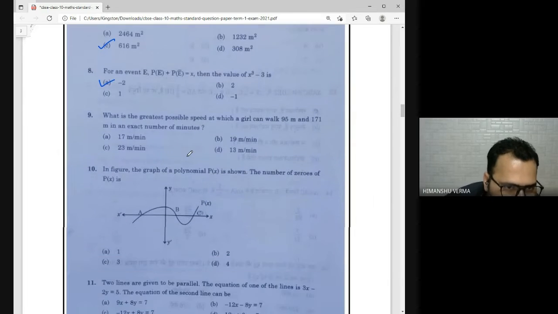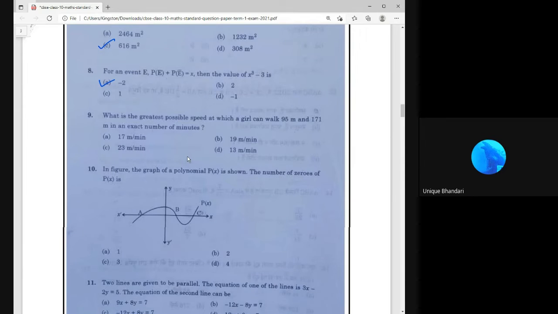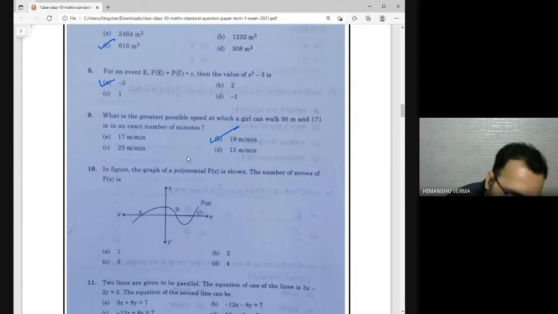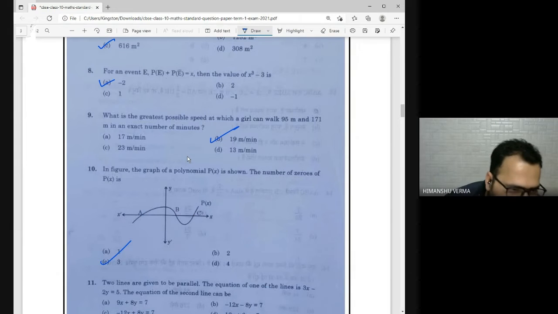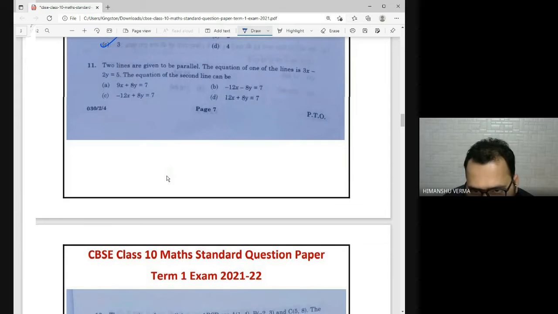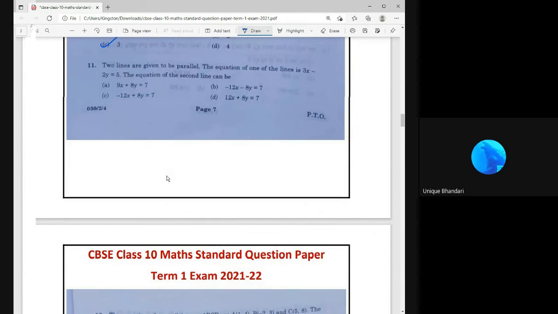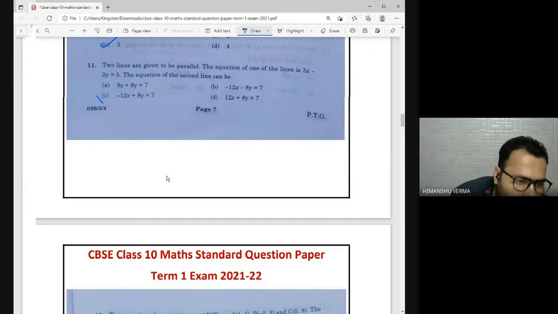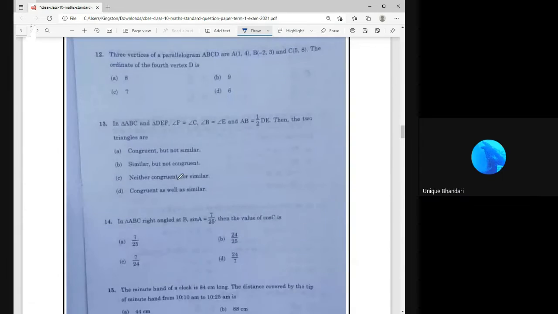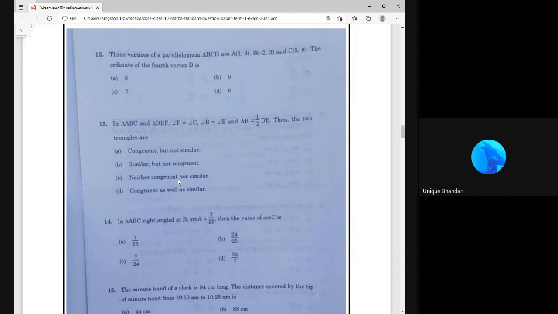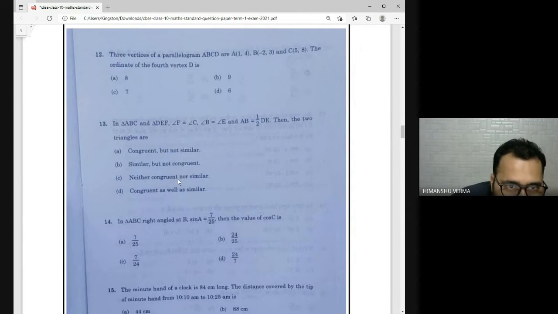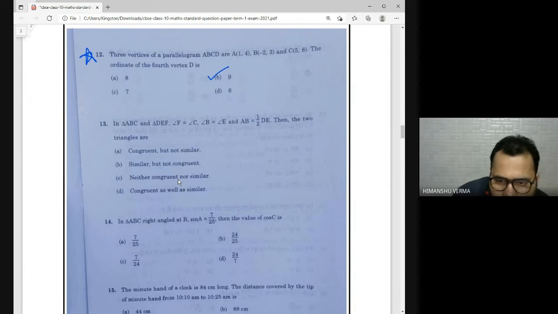Okay, what is the greatest possible speed at which a girl can walk 95 1 centimeter in an exact number of minutes? 19 minutes, option B, 9 per minute, correct. Option C, how many zeros? 3 zeros. What about 11? 11th I skipped. Okay, it is also C. What about 12? 12th one, option A. Okay, we'll discuss it, you might get it wrong. It is option B. We'll discuss it anyway.